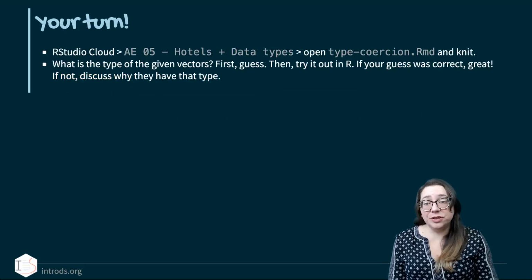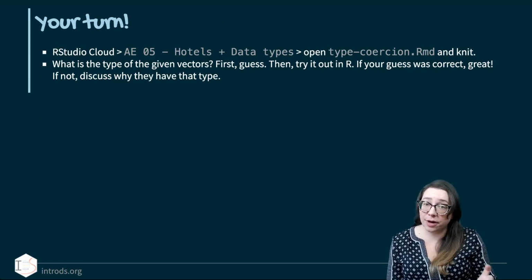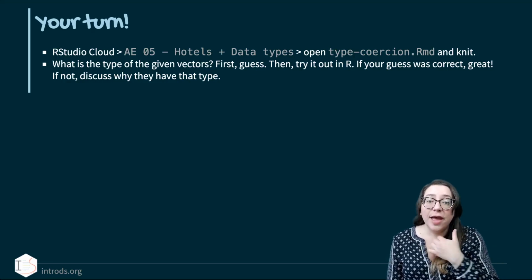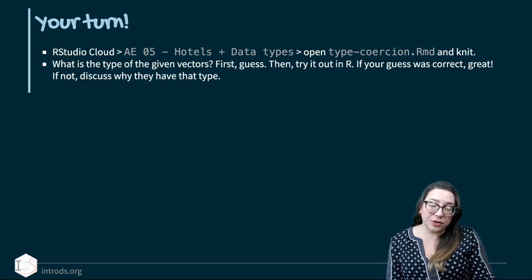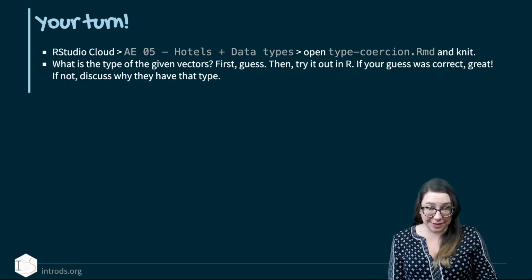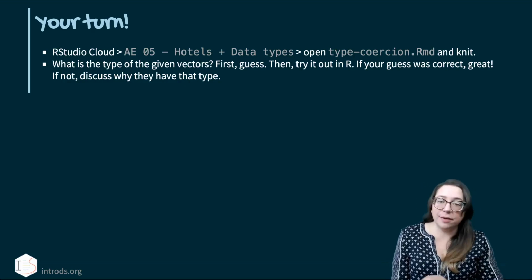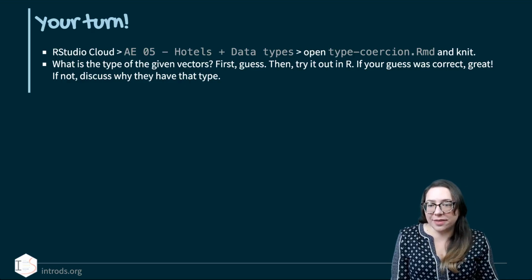What I would recommend you do right now is to pause the video and go to RStudio Cloud to work on the application exercise called Hotels and Data Types. There are 2 R Markdown files in there. One of them is called type coercion. So I recommend that you first knit that file. The question we're asking you to answer is, what is the type of the given vectors? You should first guess, then try it out in R. If your guess was correct, great. But if not, think about why they have that type.